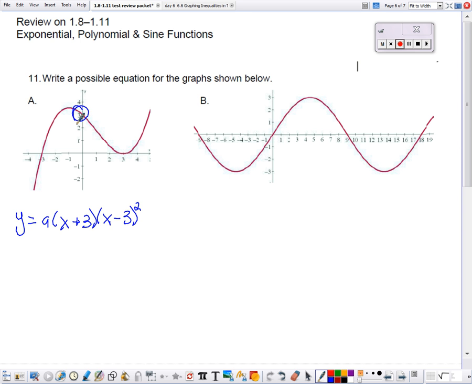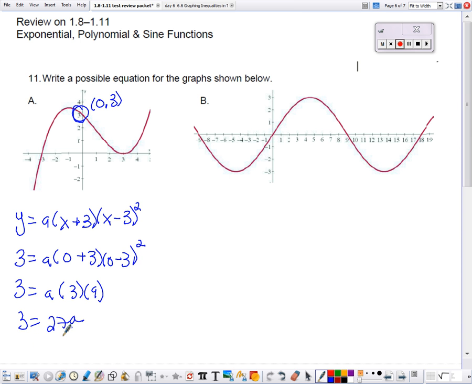This point right here is at the coordinate 0, 3. So if I plug that in, I will be able to solve for A. So I get 1/9 is A. So my final answer is I have to replace that A with 1/9.